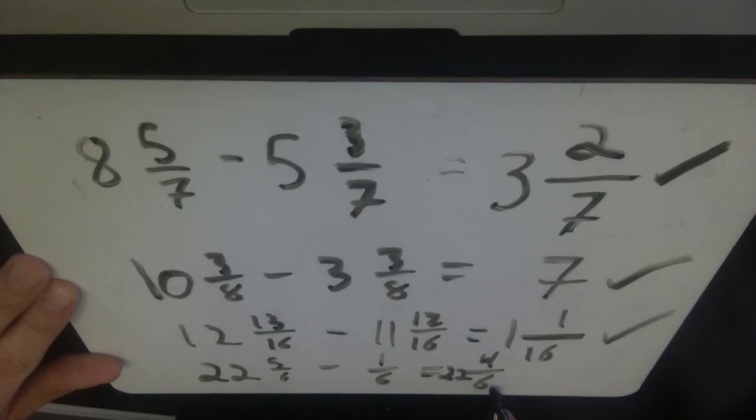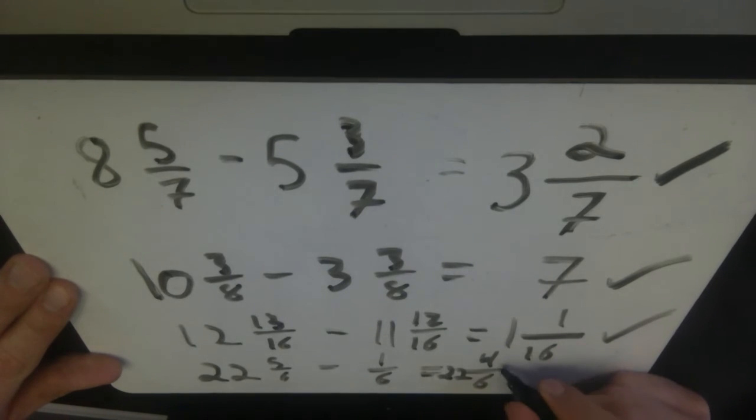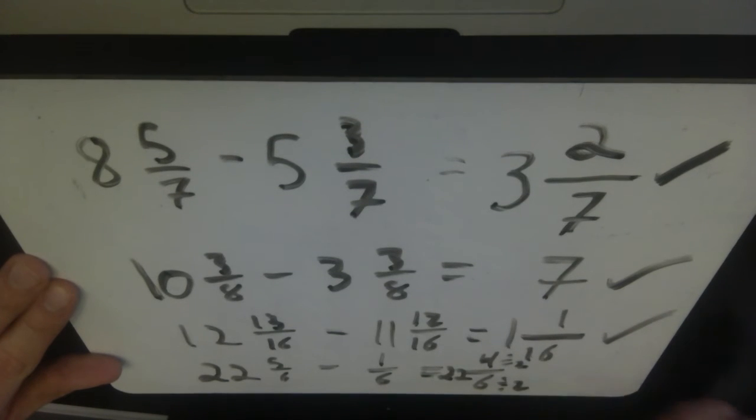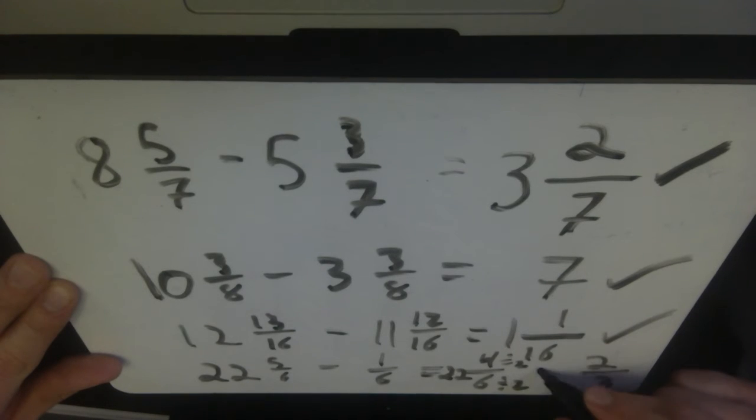Could you have reduced this? Yes. So we could reduce this fraction, meaning put it into its lowest terms. So is there a number that goes into both 4 and 6? Yes, there is, and that's 2. So divide the top by 2, divide the bottom by 2. Your new fraction here becomes 2 over 3, because 2 goes into 6 3 times, 2 goes into 4 twice. Your whole number stays the same as 22 and 2/3.